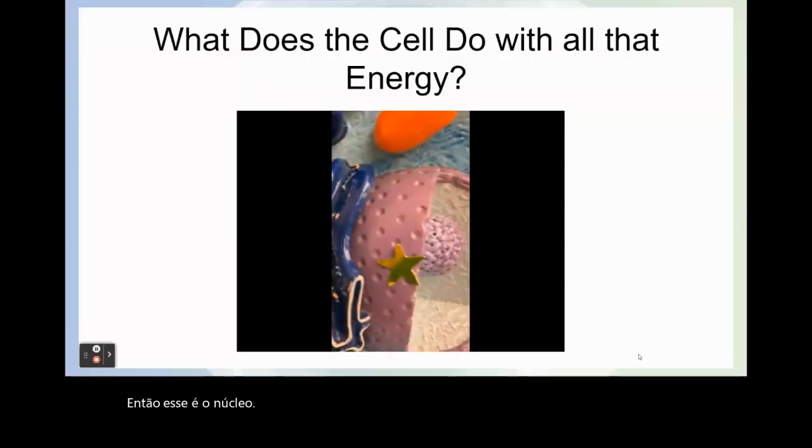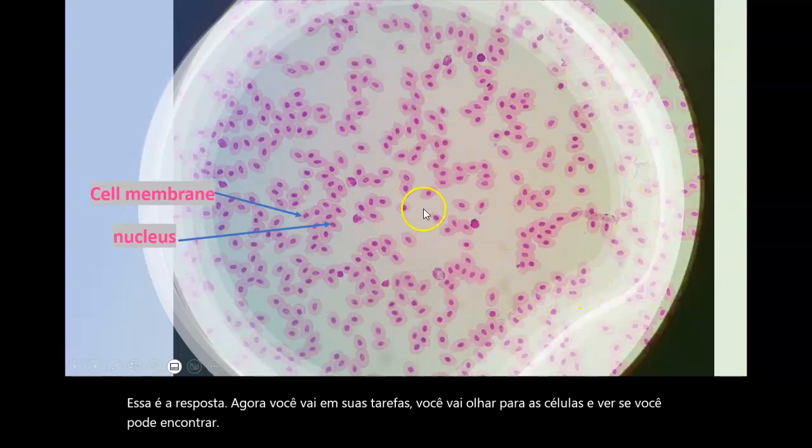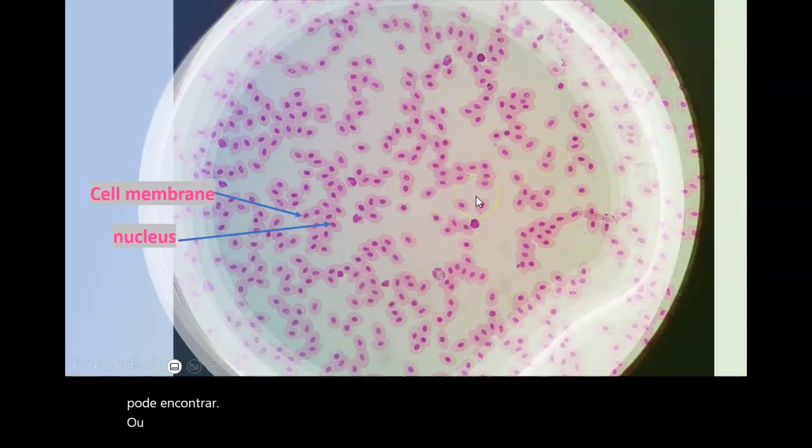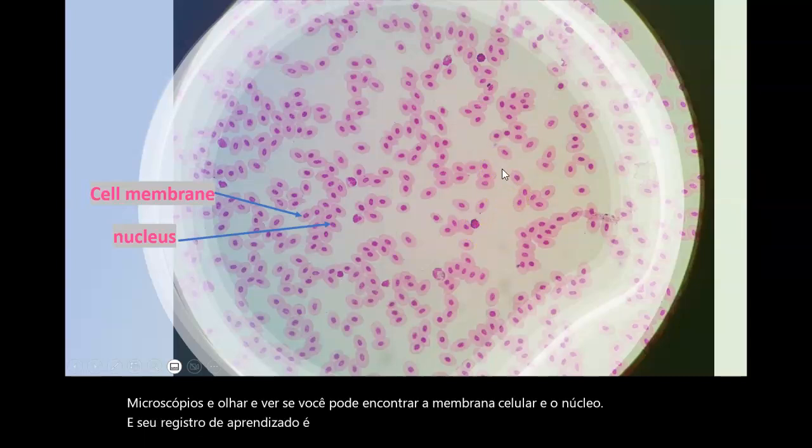That's the end. Now in your tasks, you're going to go and look at cells and see if you can find, either using videos or microscopes, the cell membrane and the nucleus. And your learning log is to label them and explain what they do. Good luck. Have fun.